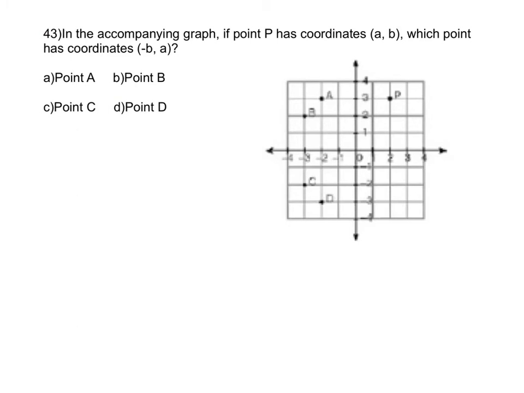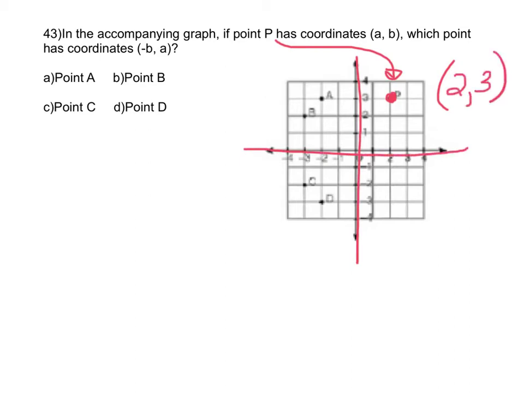In number 43, it asks, in the accompanying graph, if point P has coordinates (a, b), which point has coordinates (negative b, a)? First thing you need to do is take a look at point P. Point P is right here, and its coordinates with respect to your x and y axis are (2, 3). So that's point P.